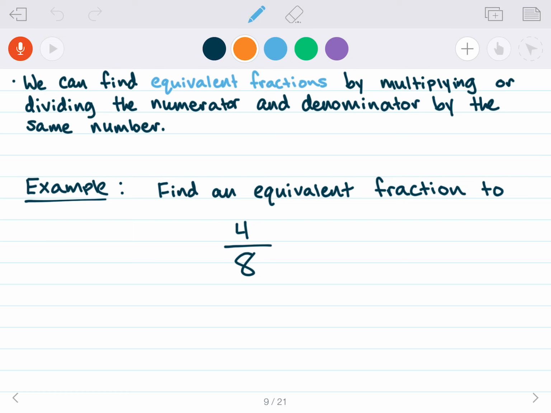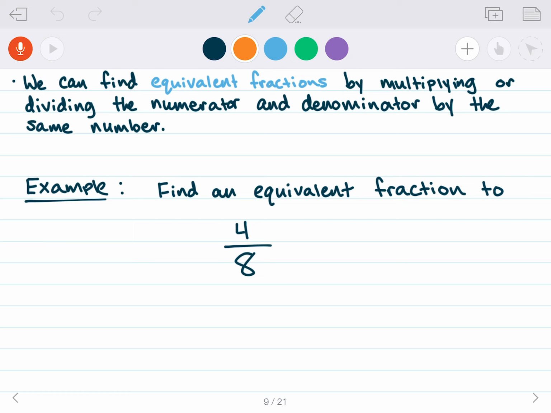So we can easily find equivalent fractions by multiplying or dividing the numerator and denominator by the same number. And the reason we can do that is because when you multiply or divide by the number 1, you're not changing the expression. You might be changing how the expression looks, but you're not changing the fundamental expression.